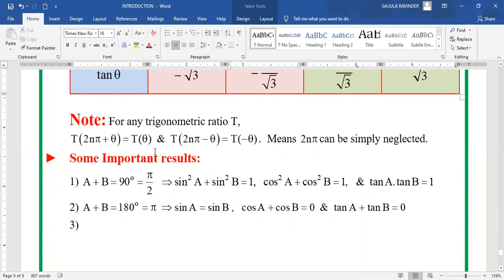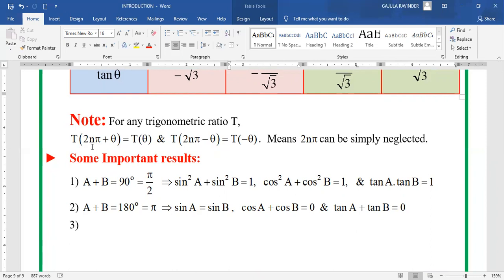And here, dear friends, when T is any trigonometric ratio, the trigonometric ratio of 2n pi plus theta will be taken as that of theta only, because the number of complete rotations will be simply ignored, because the terminal rays will coincide. 2n pi plus theta and theta will coincide. Therefore, the number of rotations need not be considered in the trigonometric ratio of an angle.